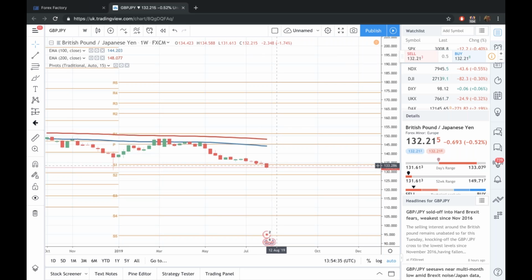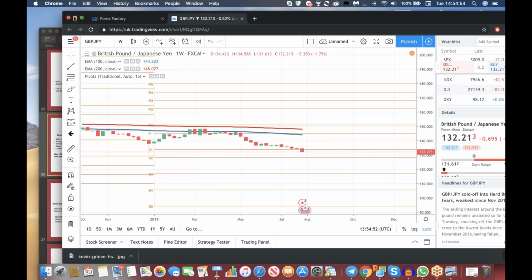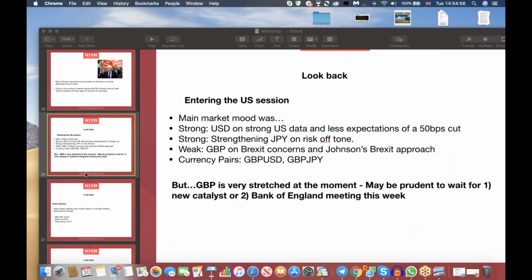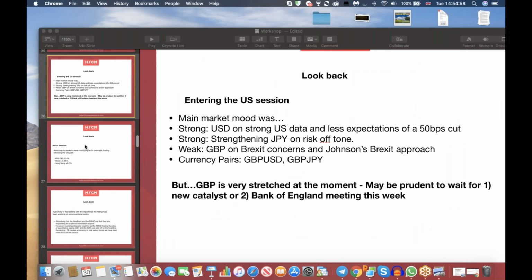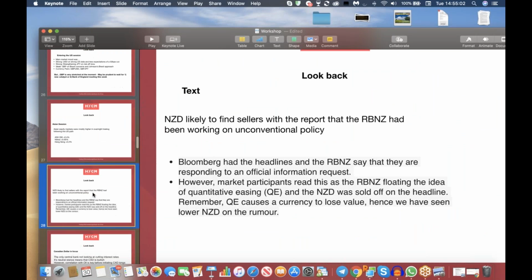So a retrace back up to that level would be very interesting. Retrace back up to the S1 support level, 133.50, with stops above the high here, just above that weekly high, would be very interesting. So that's potentially something that I'm looking at, but that is a longer term trade. That's not an intraday trade, but that's just to be aware of. Okay, that was from another day.